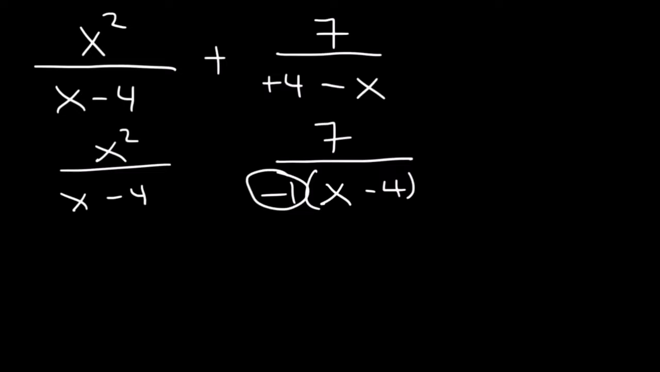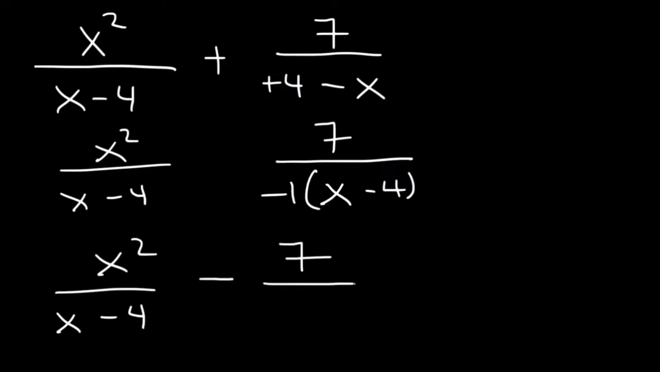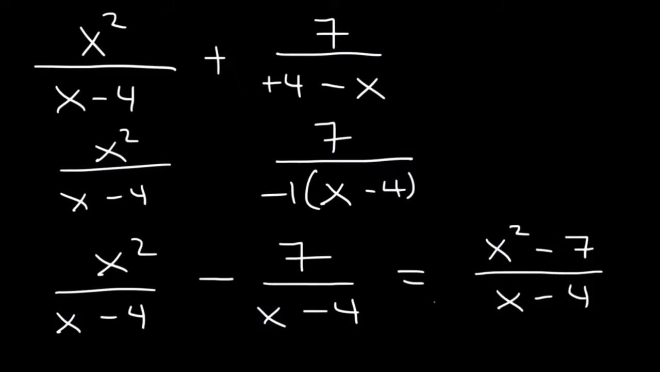Now this negative we can move to the top. So we can rewrite it as negative 7, or just minus 7, over x minus 4. So now we can combine the two fractions. This is going to be x squared minus 7 over x minus 4. And that's the answer.